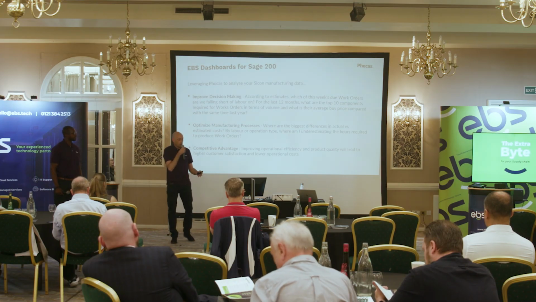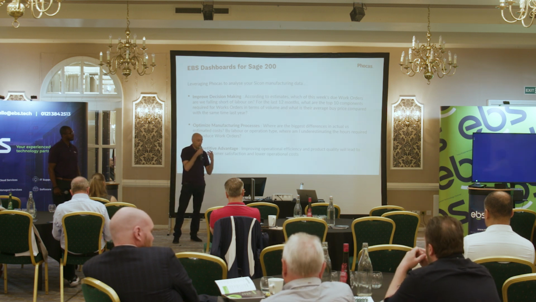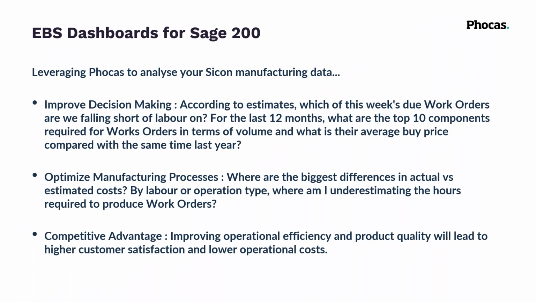The idea is really so that we can understand three key areas of your business. The benefits are that you'll be able to improve your decision making with this data. So you'll be able to ask yourself the question, according to estimates, which of this week's due works orders are falling short of labour? With that, you're not going back to your tech team and saying, I need a report on this, or I need that broken down by department, or no, actually that's right, but I need that for a different value. The idea with Phocas is we've got that data within the system, within our cubes, and you're in control of that. You can build out those views and those dashboards to get at that information.